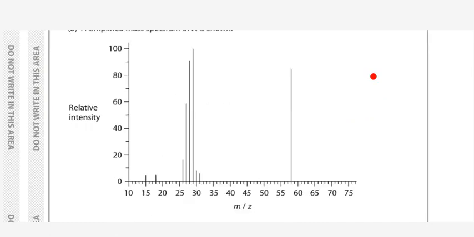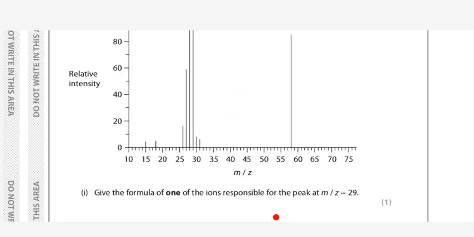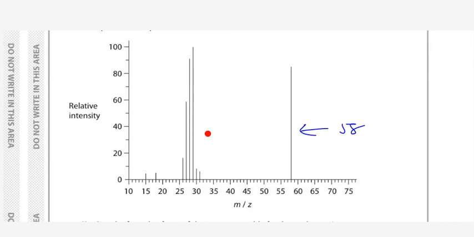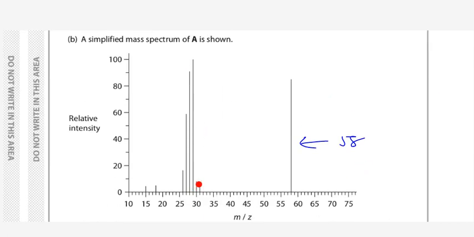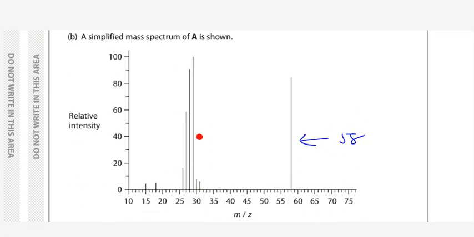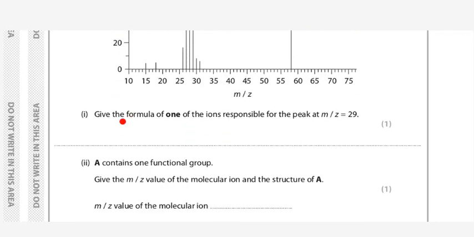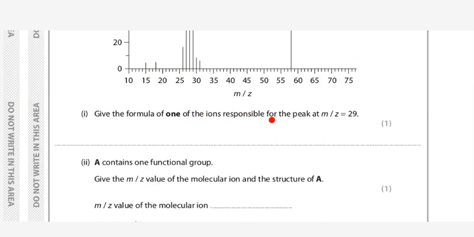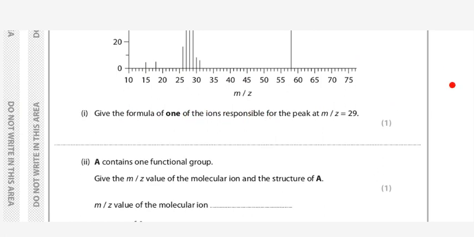Simplified mass spectrum of A is shown. A is what? Aldehyde, right? Aldehyde, which has a mass to charge value of the molecular ion being 58. It is 58, right? And here we have a peak at 31 as well as a peak at 29. Give the formula of one of the ions responsible for the peak at 29. What can the peak at 29 be? Aldehyde. Can this be 29? The functional group.